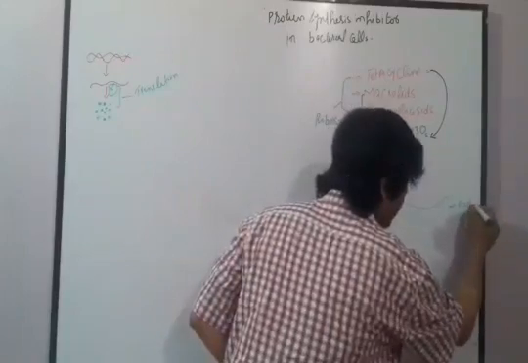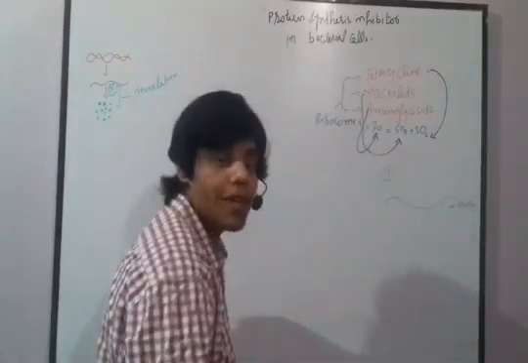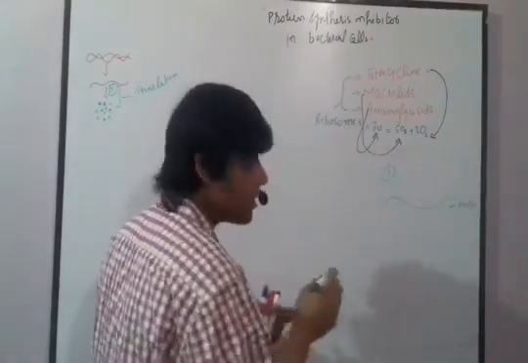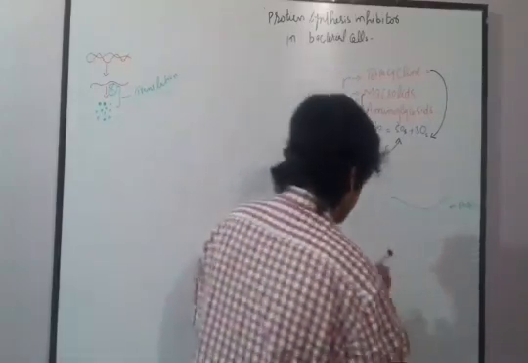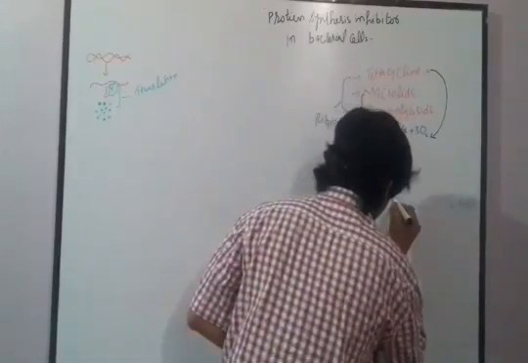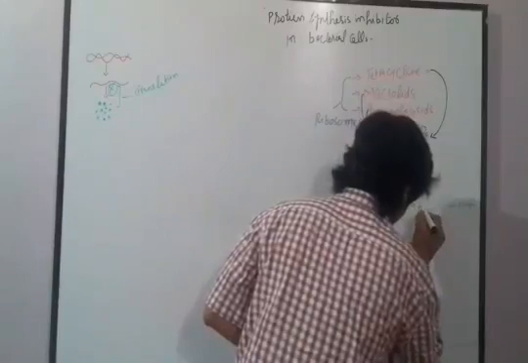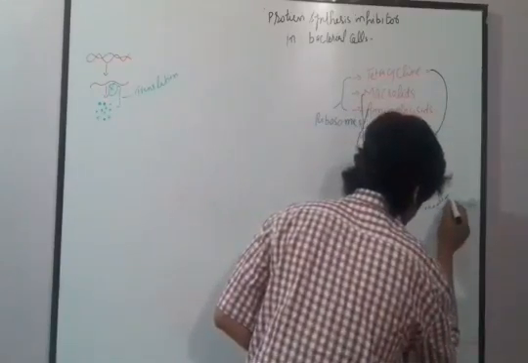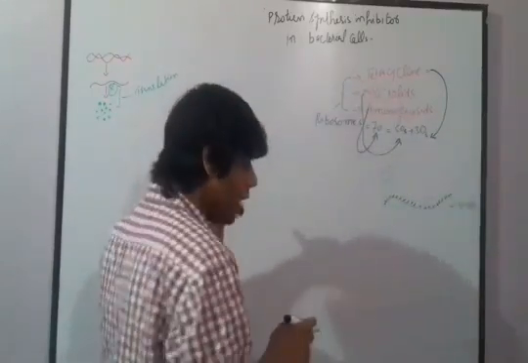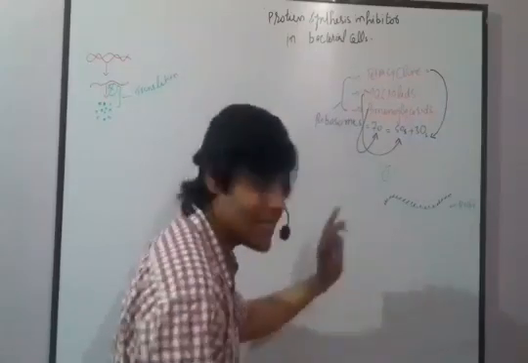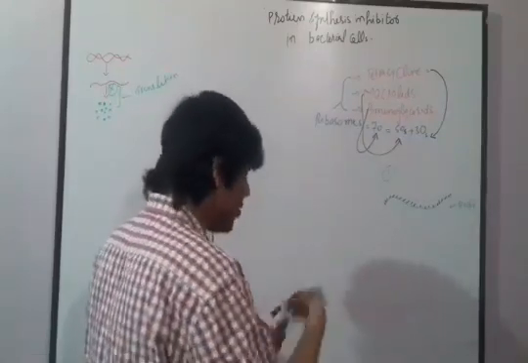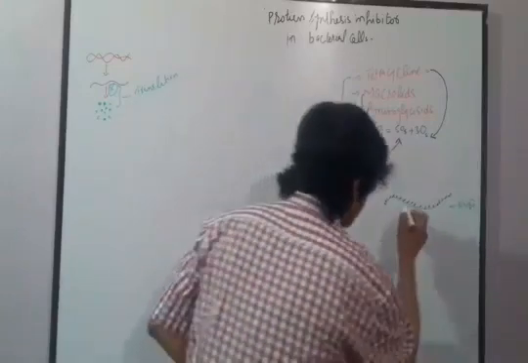This messenger RNA contains codons, or we can say the information. This information is actually called a codon. So let me draw here with a black marker. These are representing the codons. Now, this is the first thing. The second thing is the ribosome.